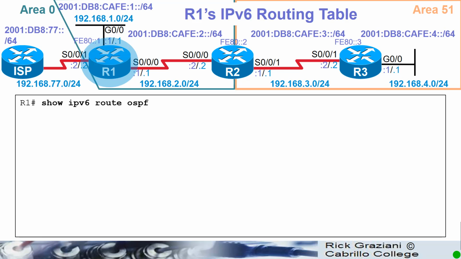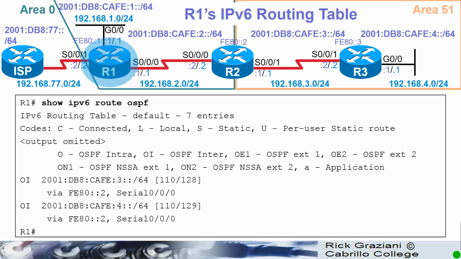If we want to see the routes for IPv6, again, same command, show IPv6 route OSPF. That will give us the appropriate OSPF updates. It will show us for IPv6 routes. Here we have O and I. O and I is code for OSPF inter.